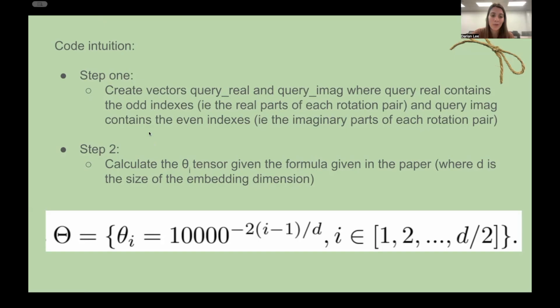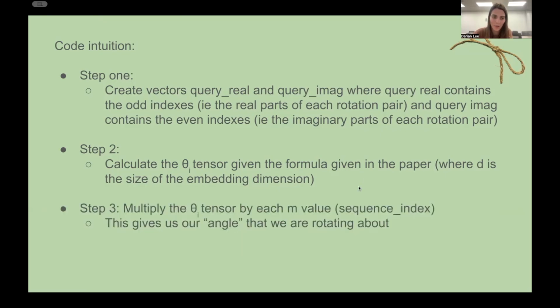And then we're going to calculate this theta tensor given the formula, which is essentially just 10000 to the power of -2 times i, where i goes from 1 to half of the embedding dimension, because we're splitting them into pairs so it's only ever going to be half, over the total embedding dimension. We're just going to use a simple formula to calculate that, and it's not going to be too tricky.